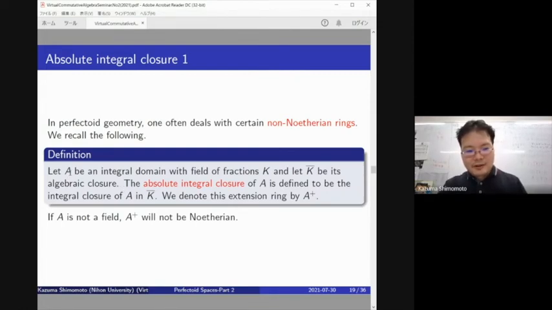So let's just recall absolute integral closure. Let's take A to be an integral domain with field of fractions, and let K bar be its algebraic closure. We define the absolute integral closure of A to be the integral closure of A in K bar. We denote this extension ring by A plus. By the way, if A is not a field, A plus will not be Noetherian.